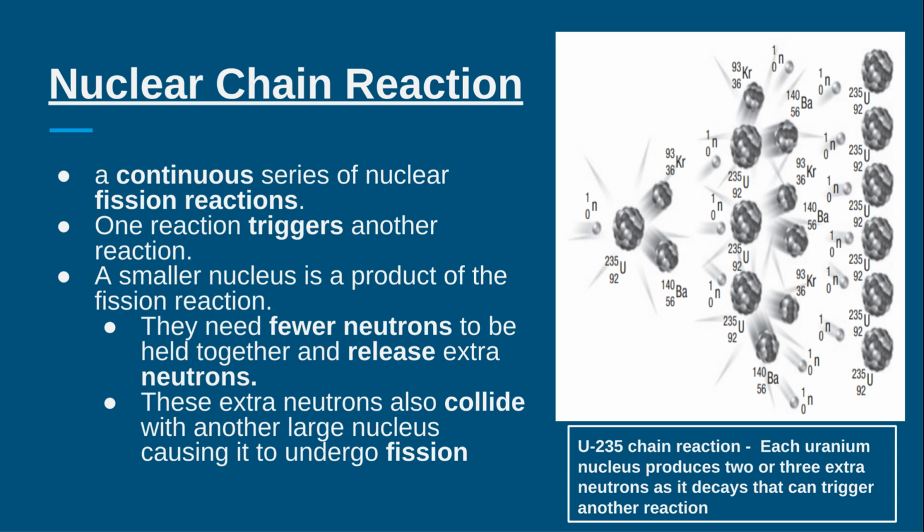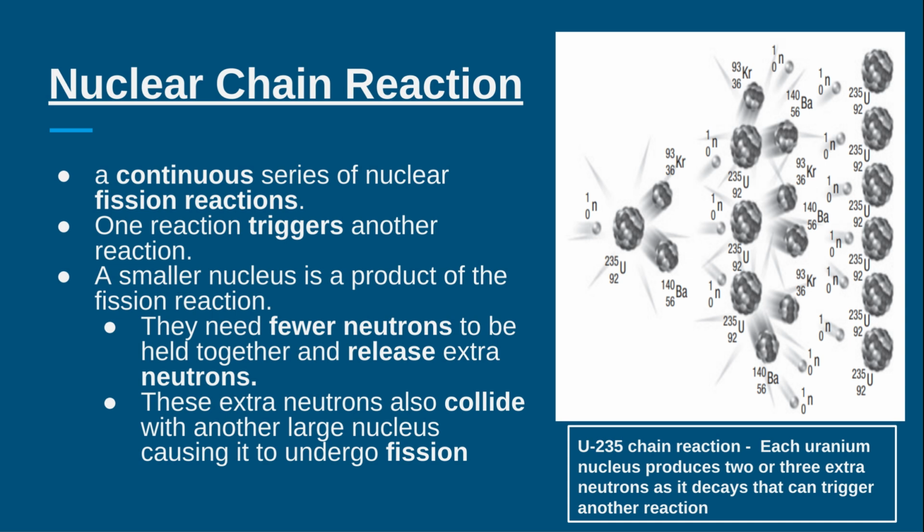Because of those extra neutrons that will also be available to then collide with more uranium-235, what happens in fission is a nuclear chain reaction. This would be a continuous series of nuclear fission reactions where one reaction is going to trigger another reaction. A smaller nuclei is a product of the fission reaction. And again, like I said before, those smaller daughter nuclei will need fewer neutrons to be held together, so they in turn release those extra neutrons.